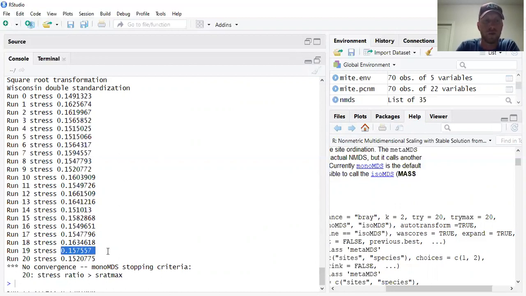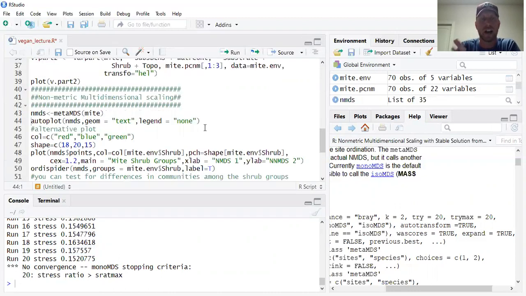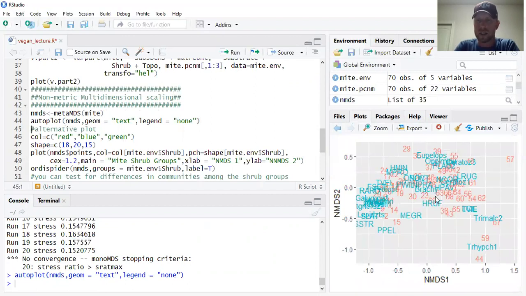This stress value of 0.15 is right between 0.1 and 0.2, this rule of thumb, or an area where we think we can interpret the two-dimensional data. Let me show you what it looks like using this autoplot function again. Notice here I've added geom equals quotes around text, so instead of points in the plot, it's going to be text. And then I turned the legend off because we don't need a legend in this case. So here's what that plot looks like.